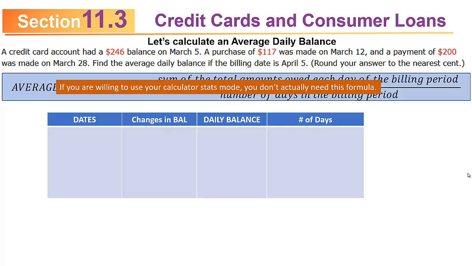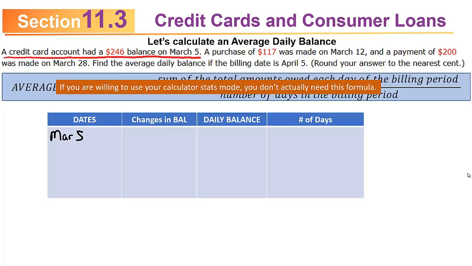First of all, you need to build a table. The first column should have the dates. The second column should hold the changes in the balance on the credit card account. The third column should be the daily balance. And the last column is the number of days. If you build this 4-column table and follow the steps I'm about to show you, the average daily balance follows.